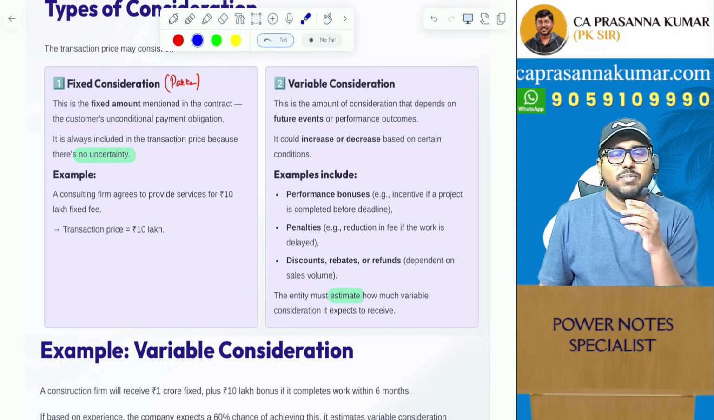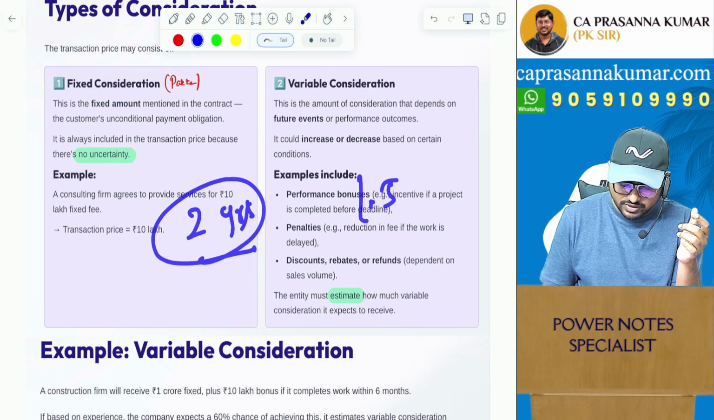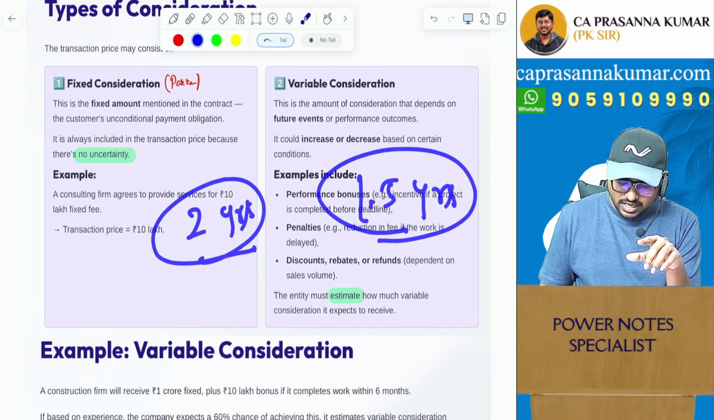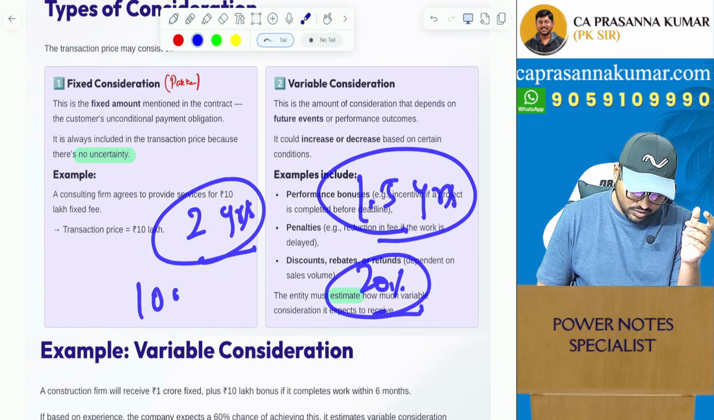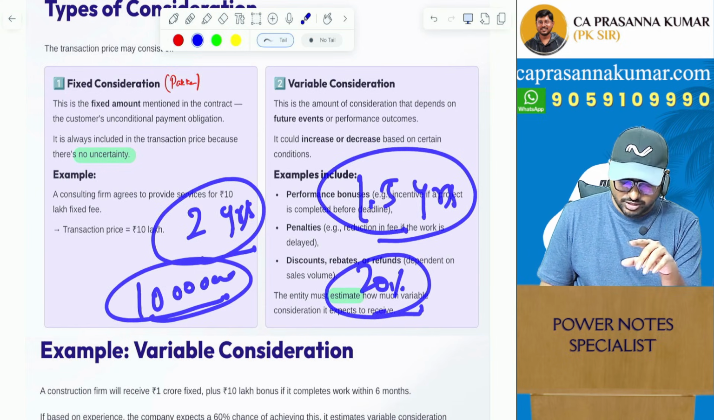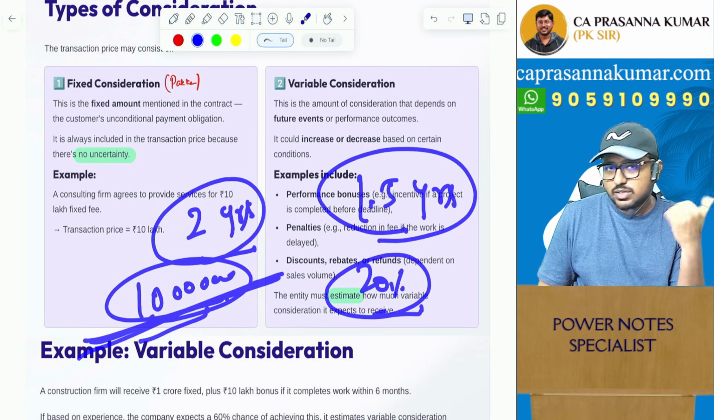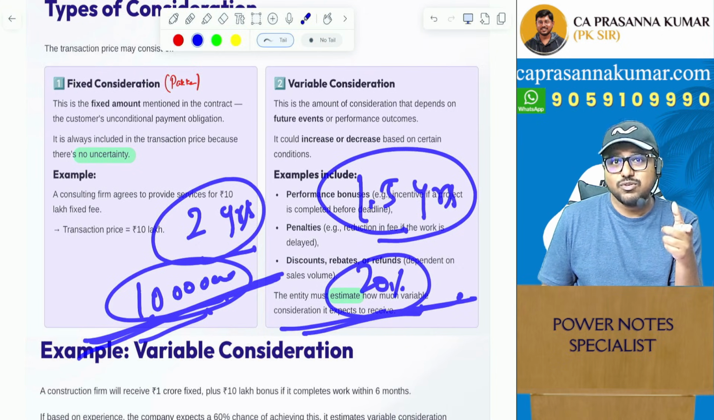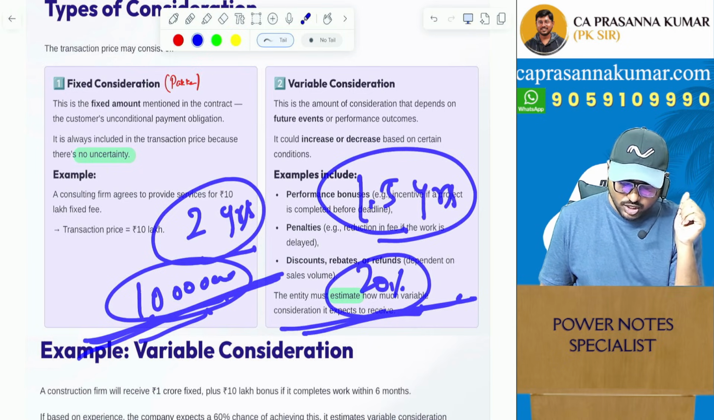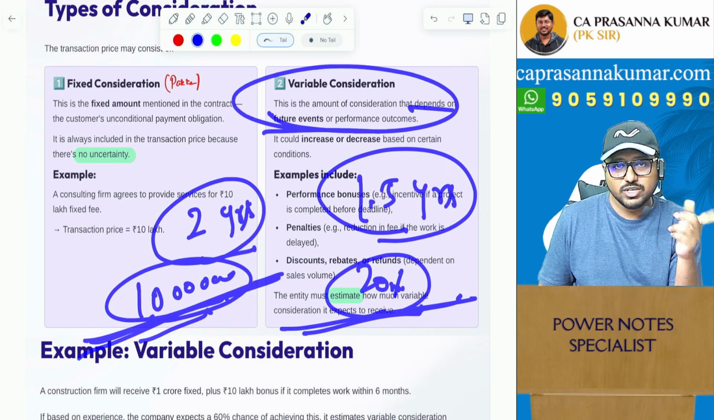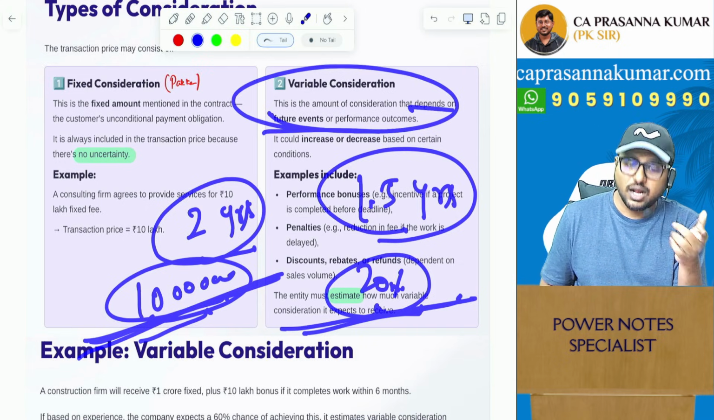You understand the point? For example, I gave you a construction contract. You said that you'll take 2 years to complete it. I said, if you can finish it in 1.5 years, that is 1 year, 6 months, then I'll give you a 20% bonus. Whatever I've promised normally, let's say I promise to pay you 10 lakhs no matter what, once you do the construction, irrespective of the time you take, that 10 lakhs is fixed consideration. But when it comes to this 20% bonus, I gave you a future condition. If you can finish within 1.5 years, then I'll give you 20%. Otherwise, I'll not. Therefore, variable consideration always depends upon future events or performance outcomes. If you finish within 1.5 years, I'll give you that 20%. That 20% accounts under variable consideration.